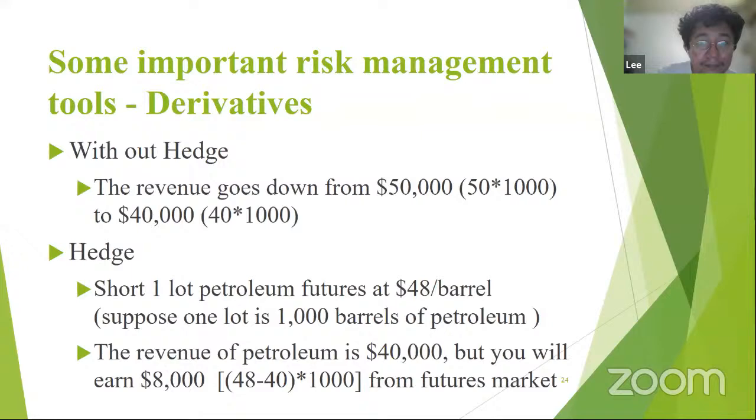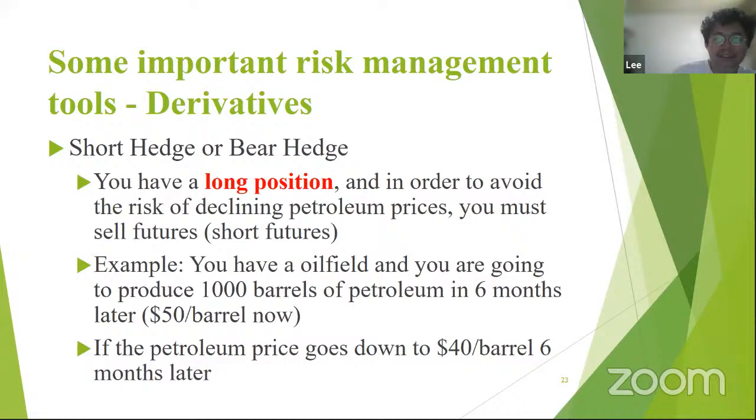So you are going to produce 1,000 barrels in the future, in 6 months, but you are not producing right now. You are going to produce later. Now the price is about $50 per barrel, and you are worried about the price going down. If the price goes down, it will affect your revenue. So suppose 6 months later the petroleum price goes down from 50 to $40 per barrel.